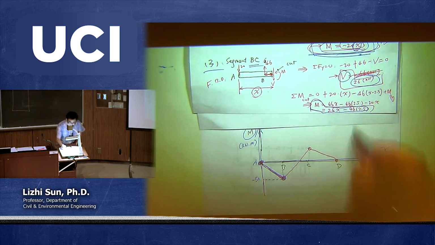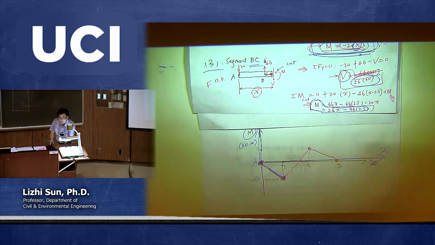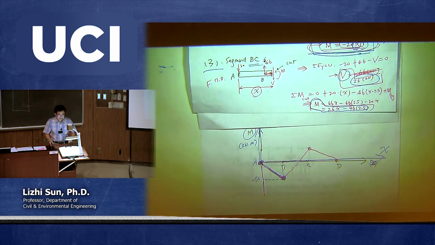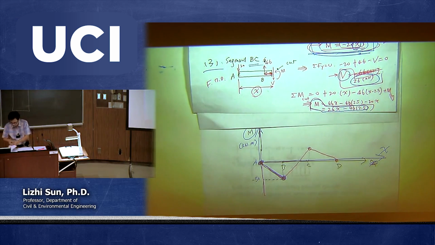Okay, you need to find another point. The other point, normally I would go to another extreme to have x equal to the maximum in that segment. That means x equal to 5.5. So you plug in x equal to 5.5, multiply with 26, minus 46 times 2.5. You punch your calculator, you get the result. And the result is, I have to go back to look at my solution.